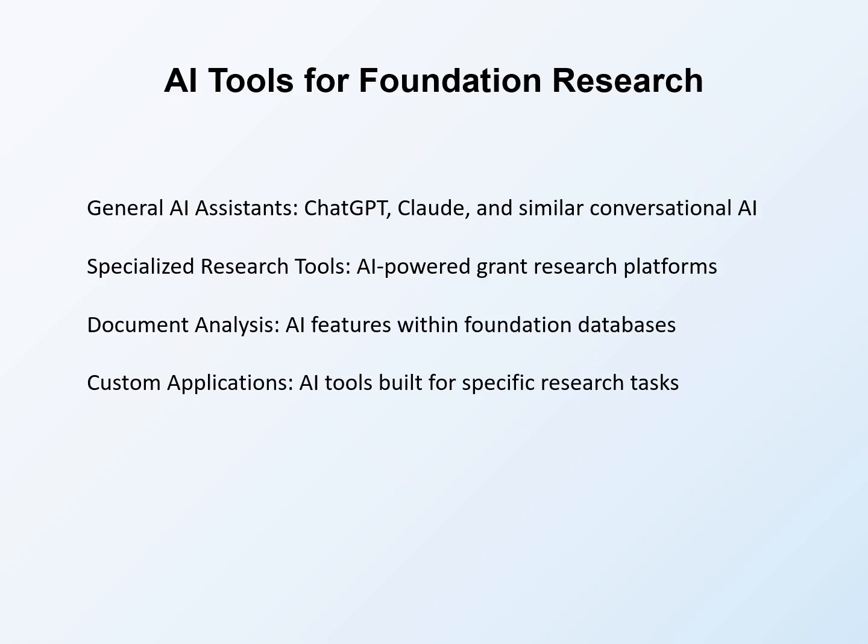Document analysis features are increasingly embedded within foundation databases like Candid. AI may help summarize foundation profiles, identify similar funders, or analyze giving data. These features augment traditional database searching. Custom applications can be built for specific research tasks. Organizations with technical capacity might develop AI tools tailored to their specific research needs, such as analyzing particular types of funders or integrating with internal databases.